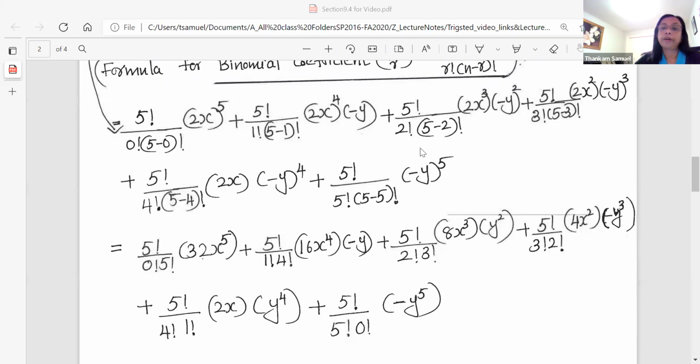And the third term, 5 factorial over 2 factorial times 3 factorial. 2x, the whole quantity to the third power, is 8x cubed. Then negative y, the whole quantity squared, is positive y squared. And when you get into this term, it is 5 factorial over 3 factorial times 2 factorial. Then you can see that 2x, the whole quantity squared, is 4x squared. Then negative y, the whole quantity cubed, is negative y cubed.